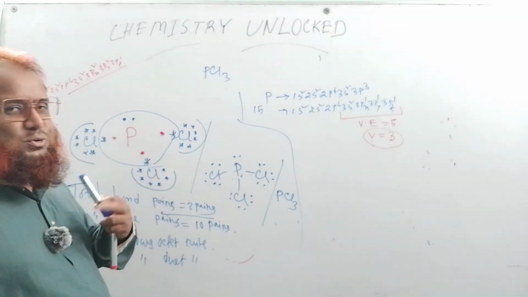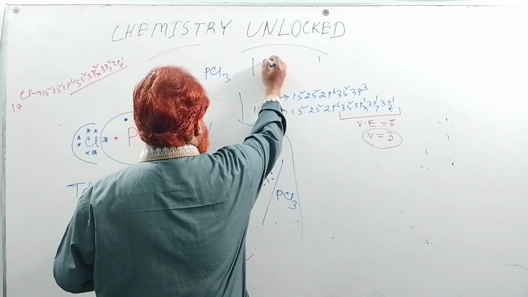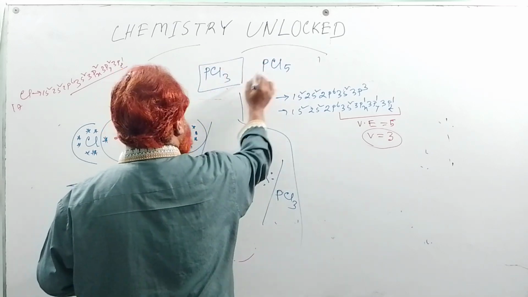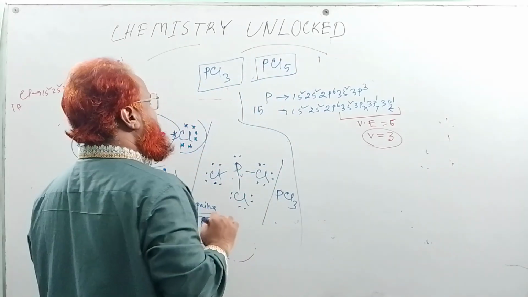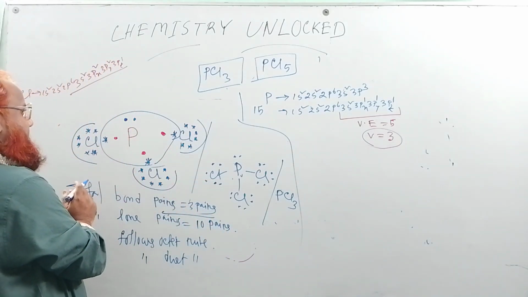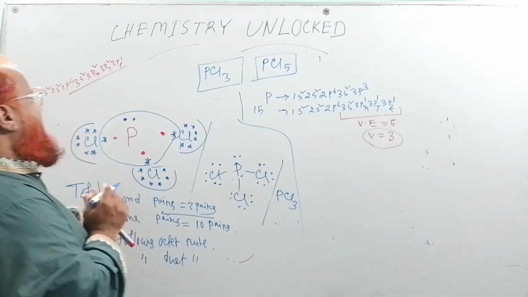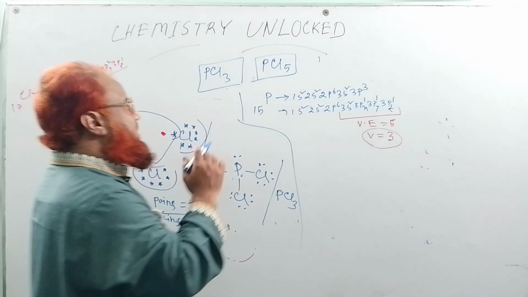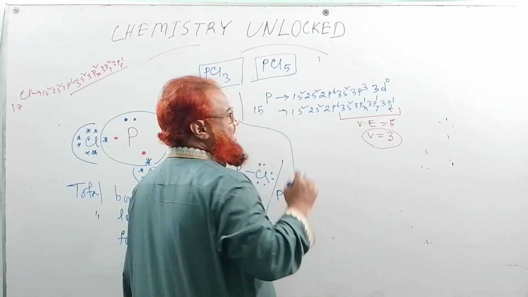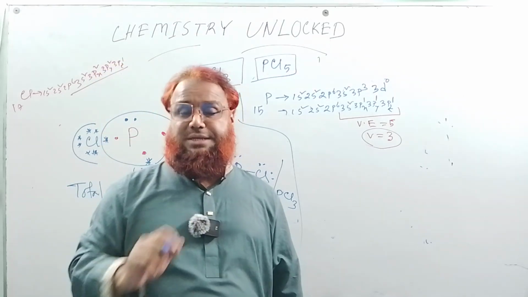Now my dear student, we'll see PCl5. PCl3, and what? PCl5. We have already drawn the diagram of PCl3. Now we will draw the diagram of PCl5. First, we have to understand that the phosphorus atom has a 3d orbital, but this is present in an empty condition at normal state.